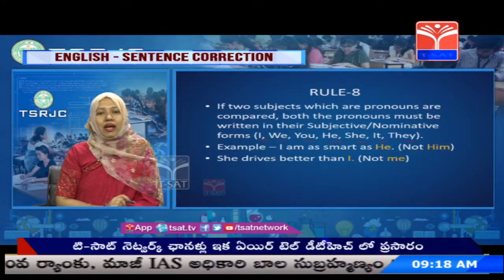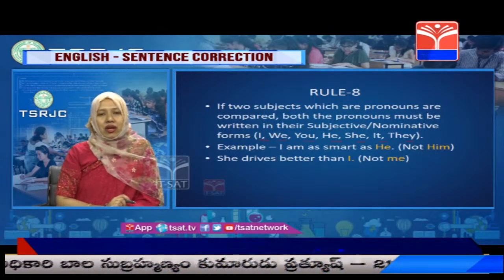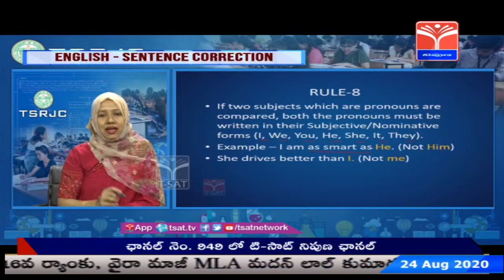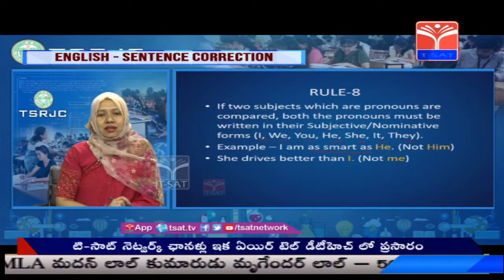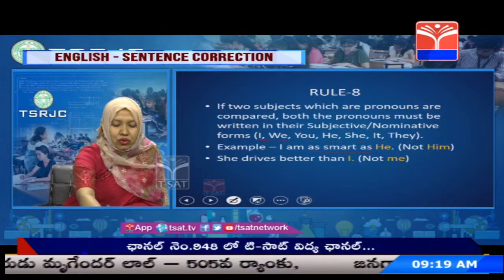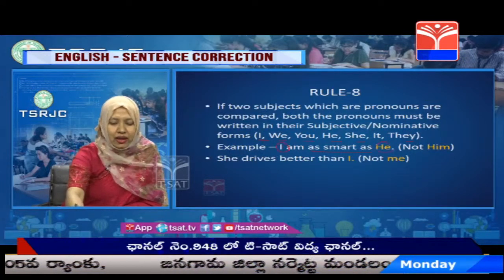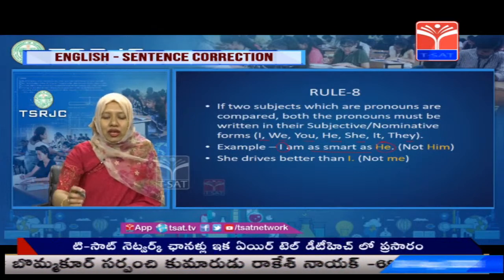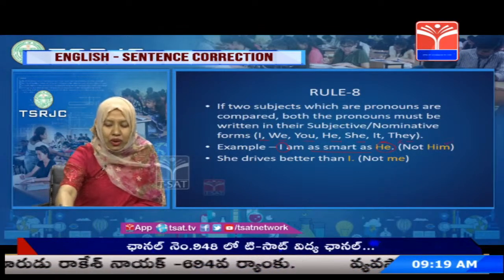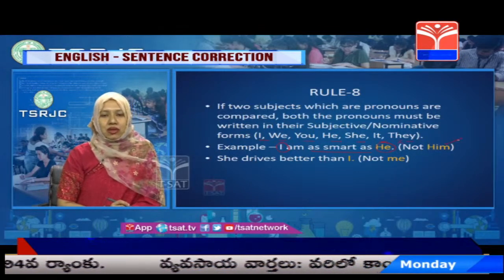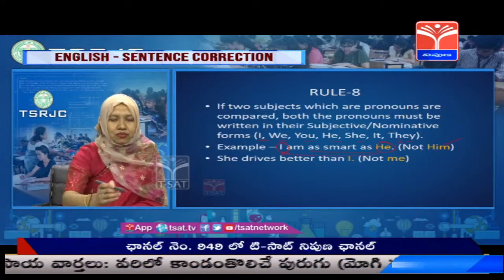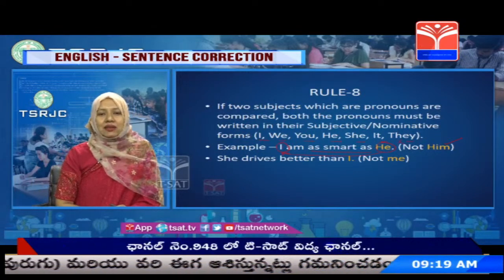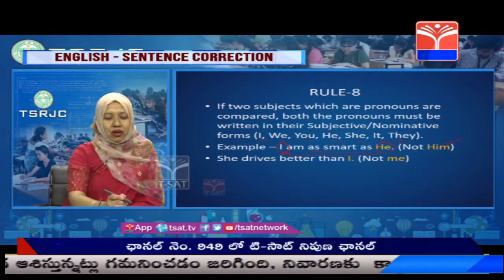For example, I am as smart as he. Here a simile is used, a comparison is used, as smart as he. In this sentence, two subjects are there, two pronouns are there, I and he. So when you compare two pronouns, you have to always use the pronoun him in the object place. He will come in the subject place. Using he in the object place is wrong. I am as smart as him, we should say.